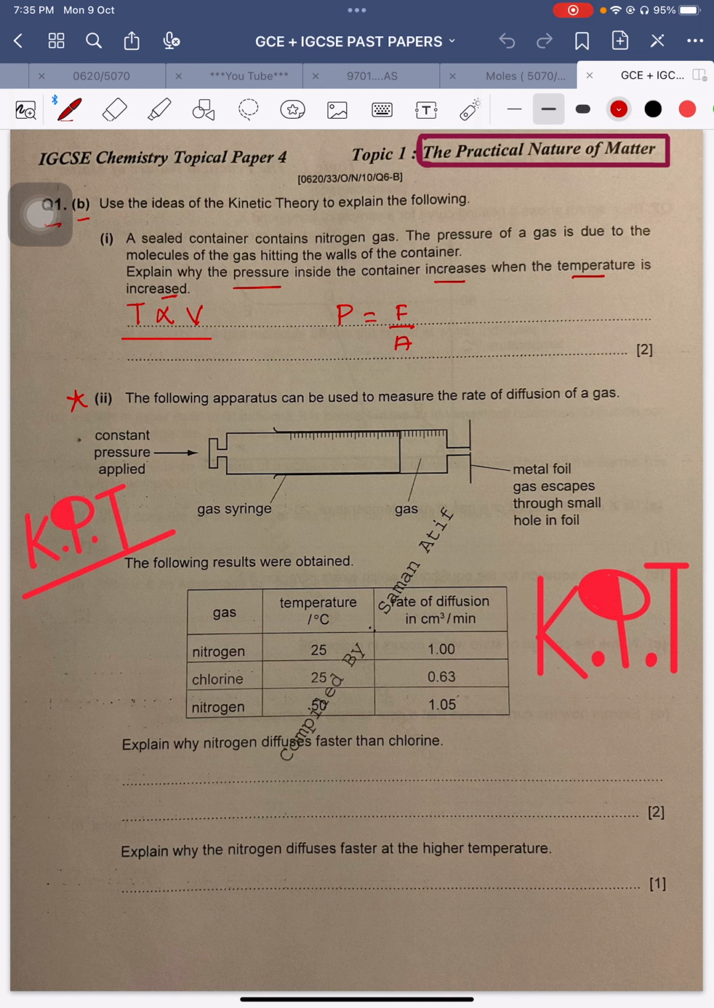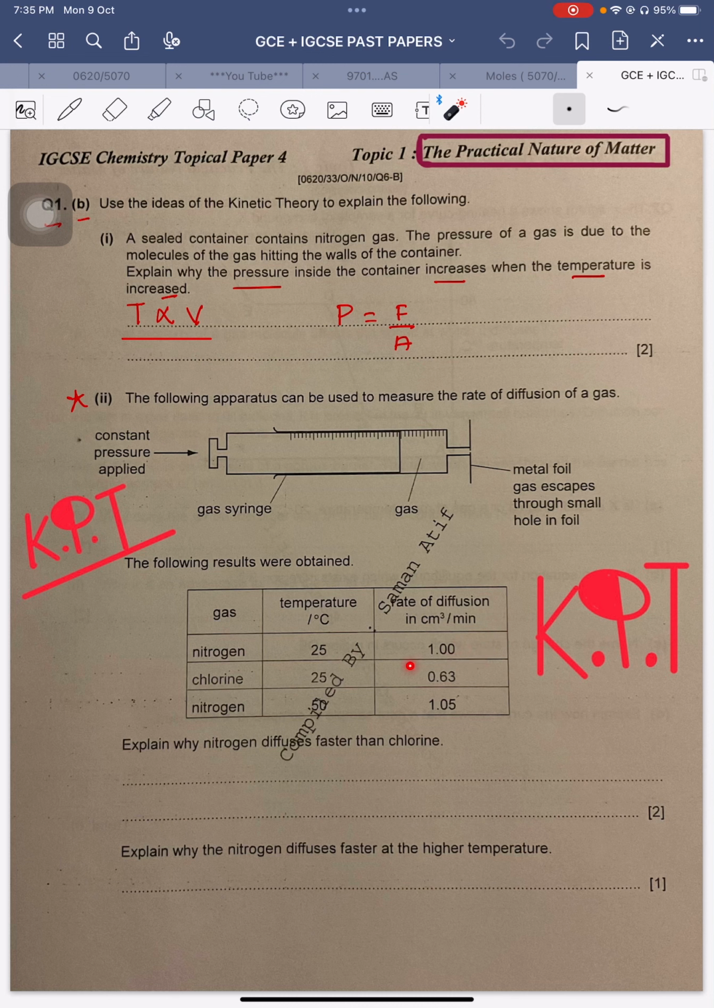The following apparatus can be used to measure the rate of diffusion of a gas. A constant pressure is applied here. It is a metal foil, and gas escapes through small holes in the foil. This is a small hole over there. This is a gas syringe and this is the gas. Nitrogen is there at 25 degrees, and this is nitrogen at 50 degrees.